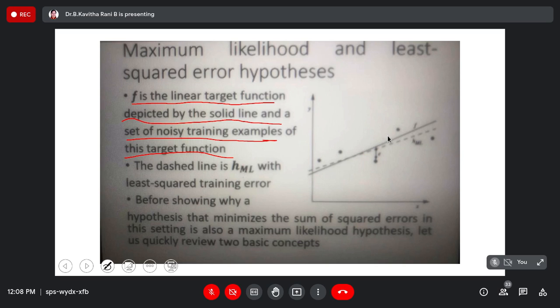ఒక హైపోథసిస్ వచ్చింది, ఎర్రర్ వచ్చింది, దాన్ని మళ్ళీ మినిమైజ్ చేస్తాం. ఇంకొంచెం ఎర్రర్ వచ్చింది ఇంకో హైపోథసిస్ తోటి, మళ్ళీ దాన్ని డిక్రీజ్ చేస్తాం. ఓకే, ఆ లాస్ట్ కి వచ్చిన హైపోథసిస్ ఇస్ నథింగ్ బట్ లీస్ట్ స్క్వేర్డ్ ట్రైనింగ్ ఎర్రర్. సో దట్ పర్టిక్యులర్ హైపోథసిస్ is called the maximum likelihood hypothesis. So in the graph you can see that is the dashed line.